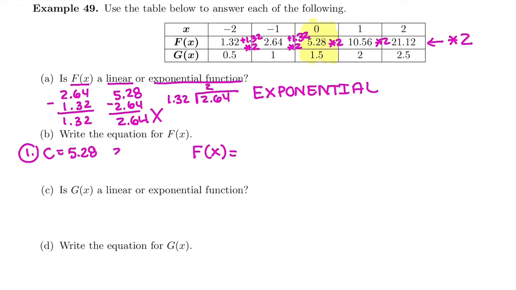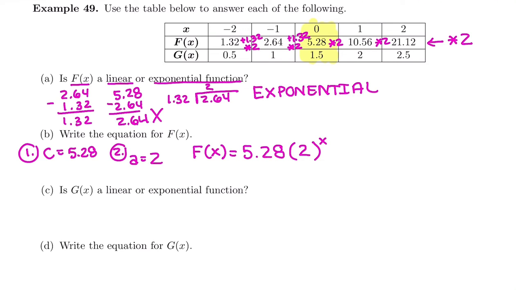Our next step is, what is our a value? What we're multiplying by, our growth factor, is 2. I know it's growth because it's bigger than 1. And so my last step is f of x equals 5.28 times 2 to the x.